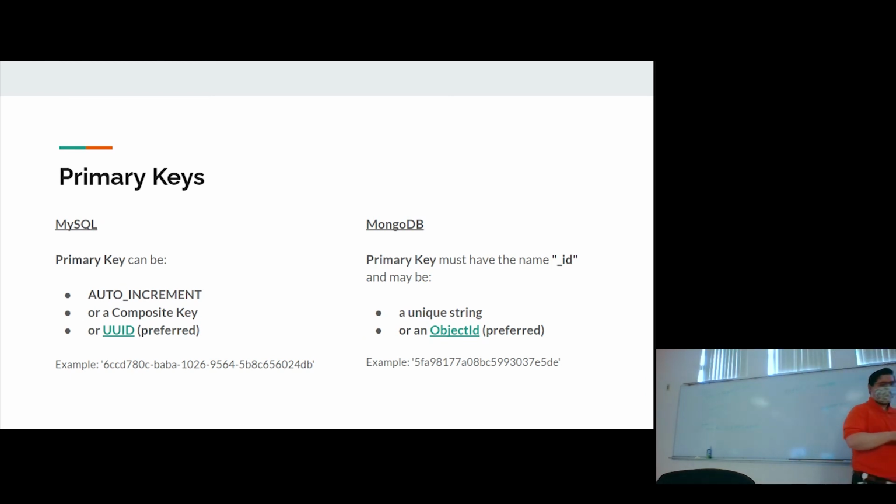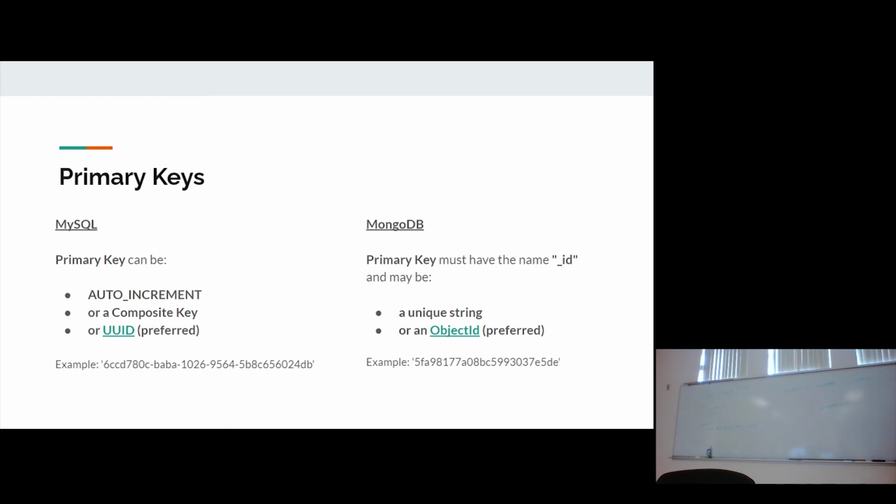When we're talking about primary keys, over in the world of MySQL, you can use auto increment, you can use a composite key, which is a combination of different columns, or you can use a UUID. As I kind of mentioned previously, the UUID would be preferred, and that would look like this.